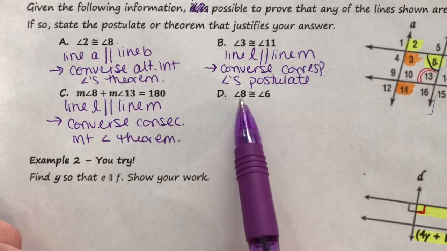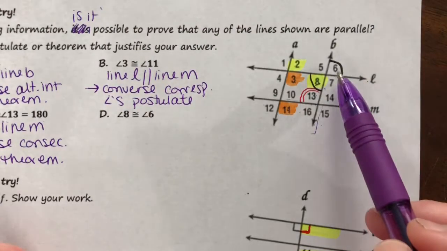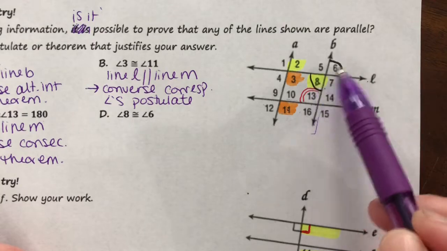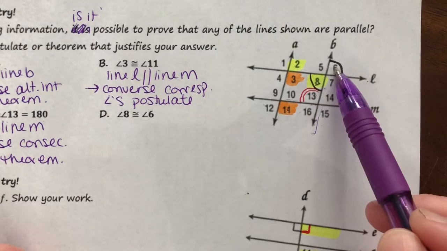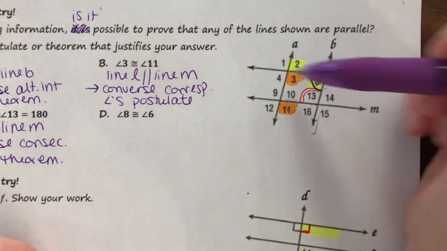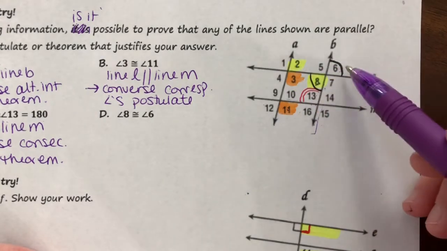Last one, D, 8 and 6 are congruent. Here is 6, here is 8. These are vertical angles. So does them being congruent prove that anything is parallel? No, because vertical angles are created by two intersecting lines. It has nothing to do with a transversal cutting through two parallel lines, right? It just has to do with two intersecting lines.